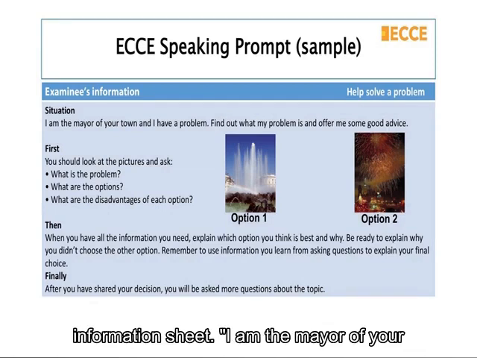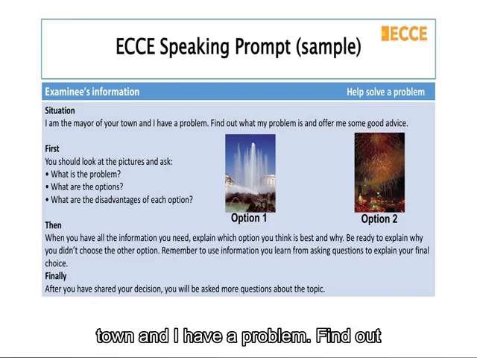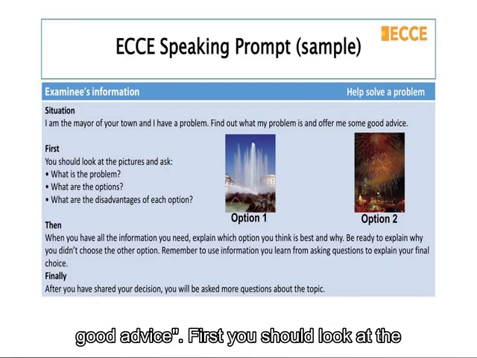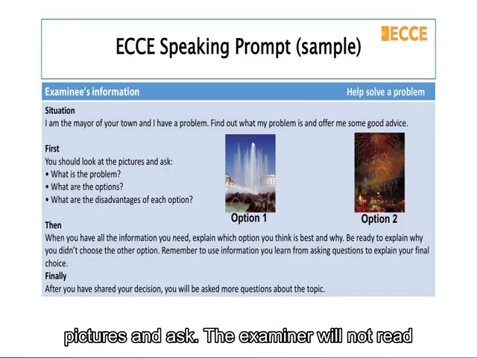I am the mayor of your town and I have a problem. Find out what my problem is and offer me some good advice. First, you should look at the pictures and ask.